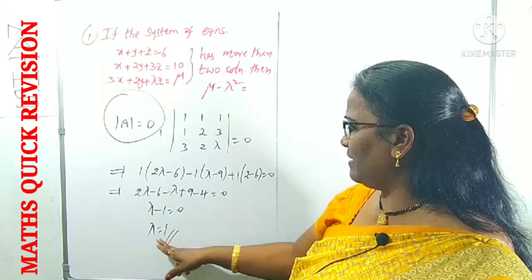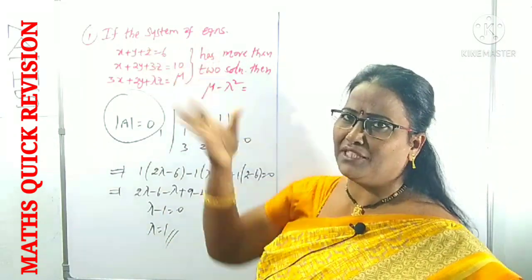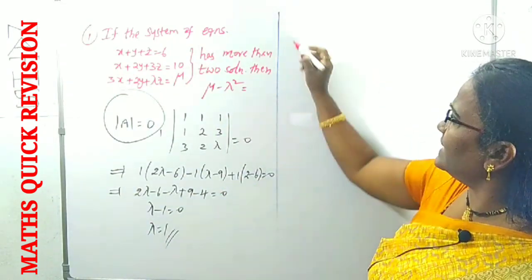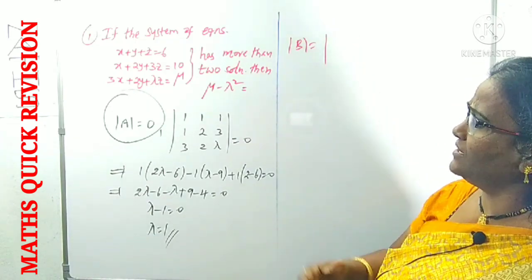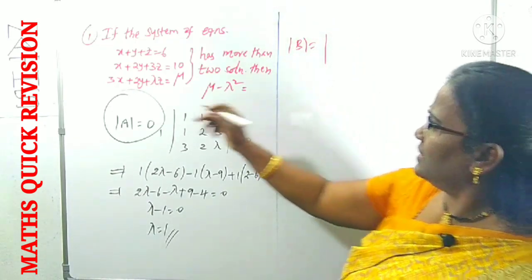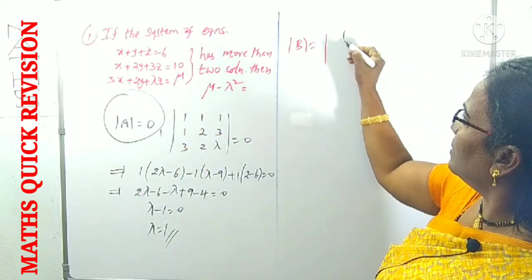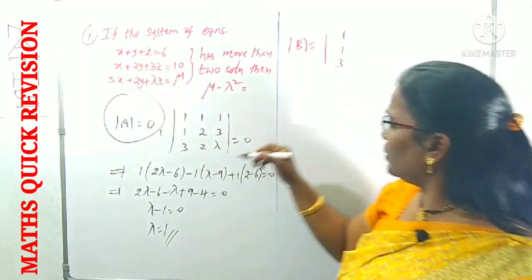Okay. We already got the lambda value, so no need to worry about the C column. I'm simply using det B as the determinant of the first column, taking the elements 1, 1, 3. The second column I'm also taking as 1, 2, 2.